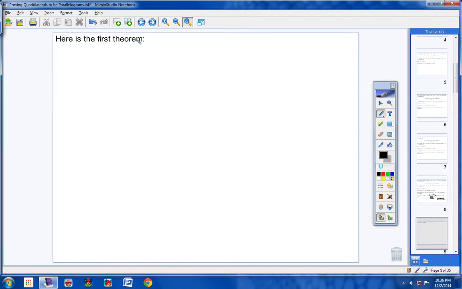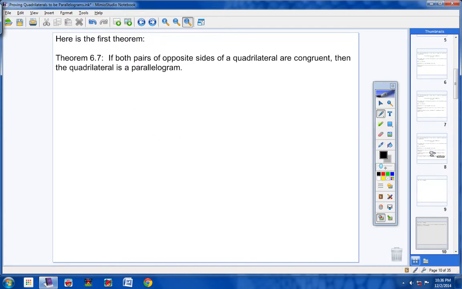Here we go. Here's the first theorem for today. Please copy this down. Theorem 6.7. If both pairs of opposite sides of a quadrilateral are congruent, then the quadrilateral is a parallelogram. Okay, copy that down, please. So here's our first way to know that a quadrilateral is a parallelogram. If both pairs of opposite sides are congruent. Let me say that again, okay? If both pairs of opposite sides of a quadrilateral are congruent, then we know the quadrilateral is a parallelogram.